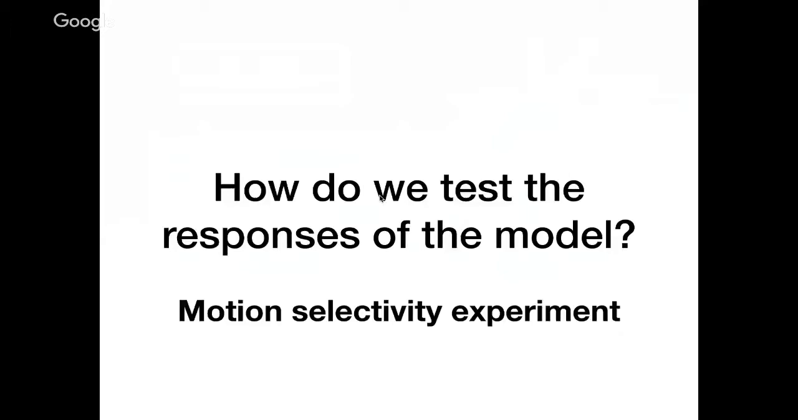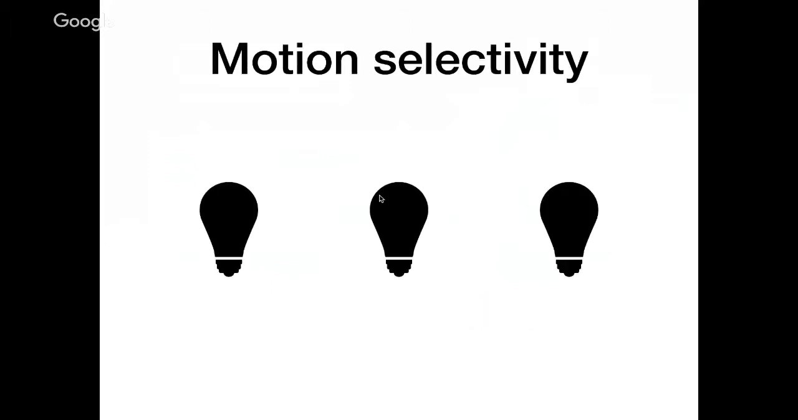So we decided to use a motion selectivity experiment. To get an idea of what motion selectivity is, you can think of three light bulbs, all currently off, that I light up in a sequence. As you watch that, you would think the light is moving from left to right, when obviously it's not really moving. It's just lighting up and turning off in a specific sequence. But some part of the fly brain is able to detect this, and the fly brain that we have modeled has a part that is part of this motion detection system.